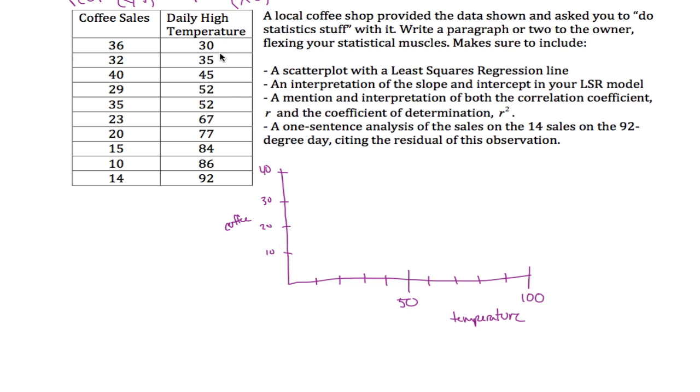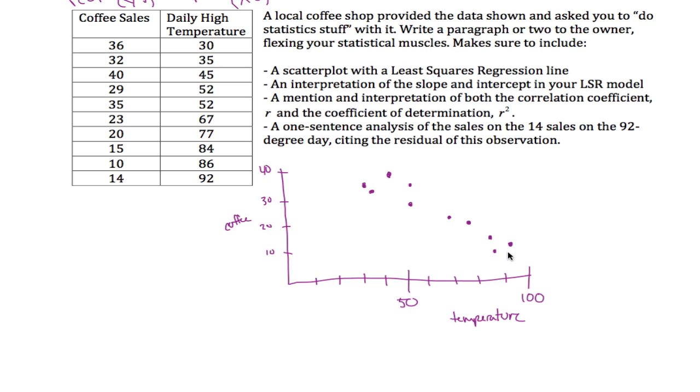And then what we want to do is plot all these points. So when the temperature is 30, they sold 36. So 10, 20, 30. 36 is somewhere up here. Temperature was 35. They sold 32. So 35 and 32. And you continue in that fashion to put in all these data points. I will pause this video and put in the rest of the dots so you don't have to watch me do it.